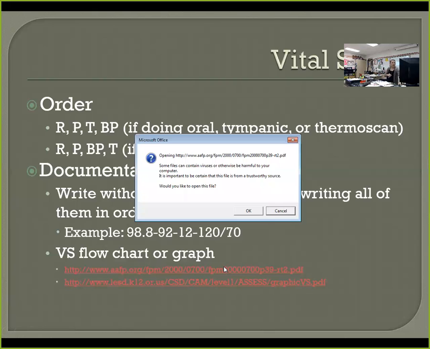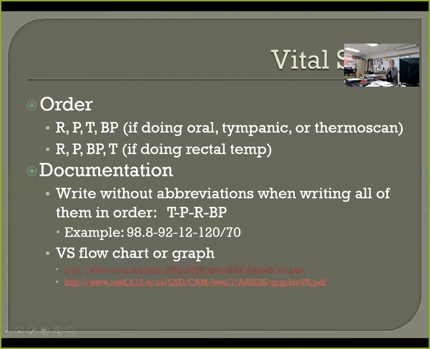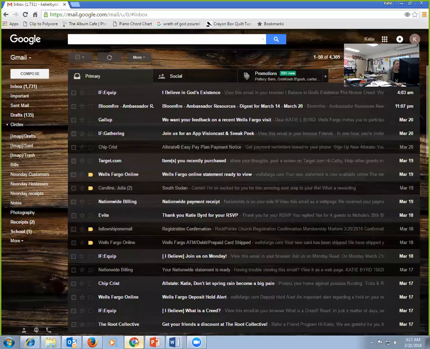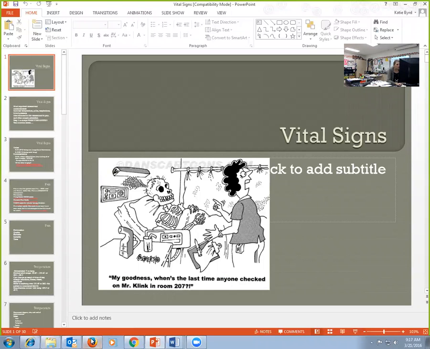How these links worked, I should have checked. Oh. See if it's coming up. Not there either.